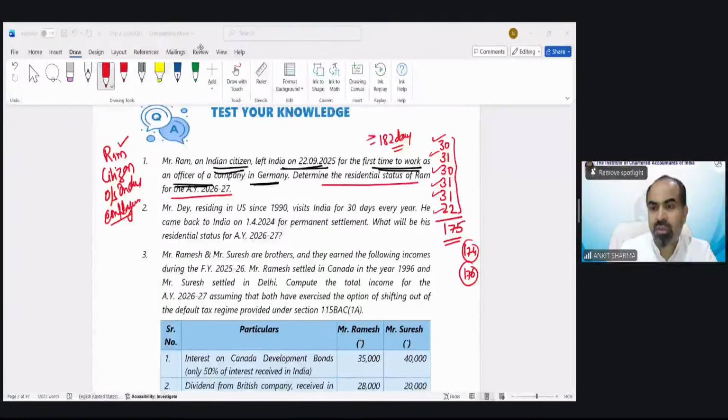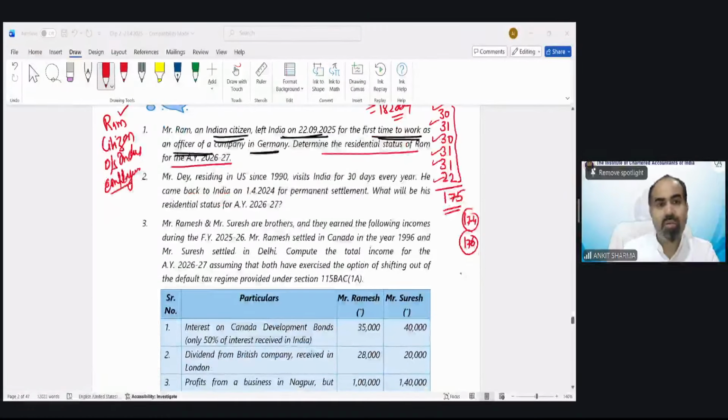Special case, special case, special case. Correct. He is a non-resident. Well done. Ashwani is saying non-resident. Correct. So one is solved.